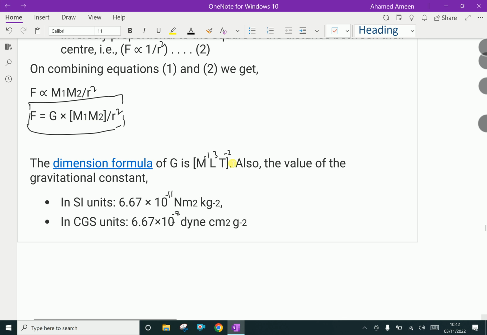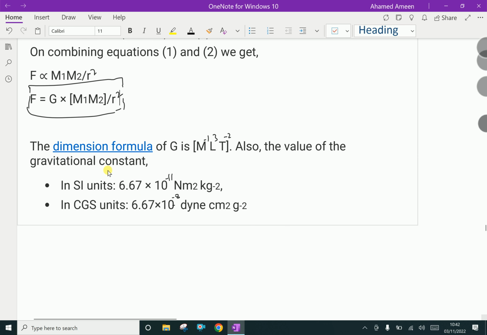We can derive this MLT from this formula by using other units, that is F, m1, m2 and r squared. Also, the value of the gravitational constant in SI units is 6.67 into 10 raised to minus 11 Newton meter square kg minus 2. In CGS system of units, that is equal to 6.67 into 10 raised to minus 8 dyne centimeter square gram minus 2.